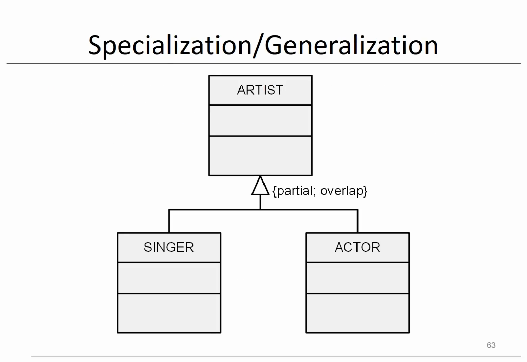Similar to the EER model, UML also supports specialization or generalization relationships. This figure shows the UML representation of our earlier EER specialization with artist, singer, and actor. Note the hollow triangle, which represents a specialization in UML. The specialization characteristics, such as total, partial, or disjoint overlap, can be added next to the triangle. UML also supports multiple inheritance, whereby a subclass can inherit variables, methods, and associations from multiple superclasses.